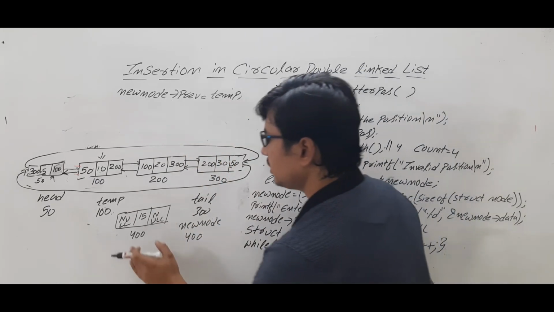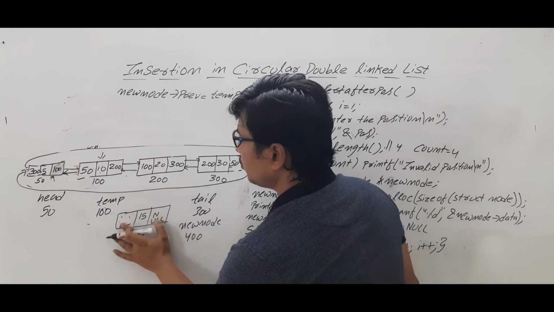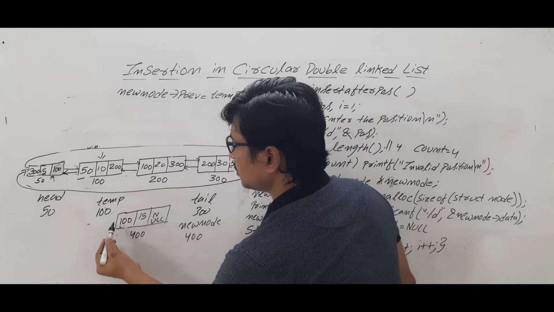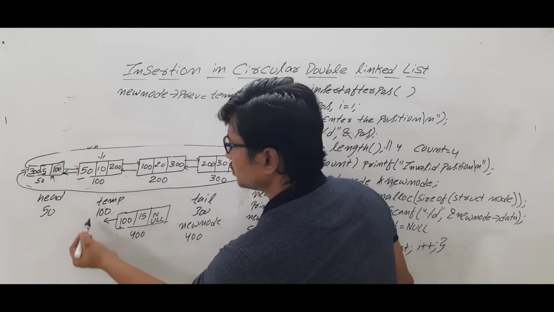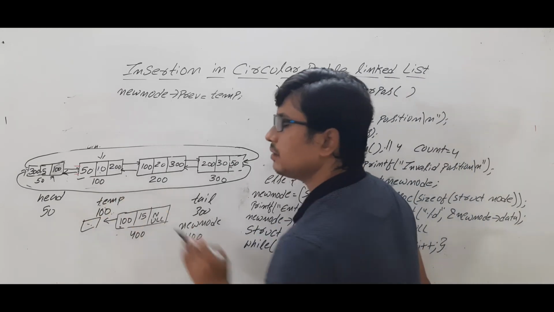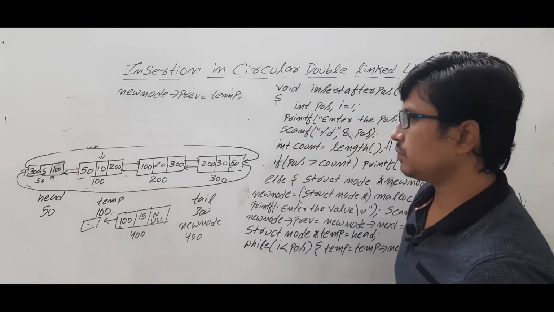Then what we will get? New node is 400. 400 of previous is this one, and you are writing 100. So you have connected this node to this node. Is it clear? Previous node is this one. You have connected in the backward direction. Are you able to understand?